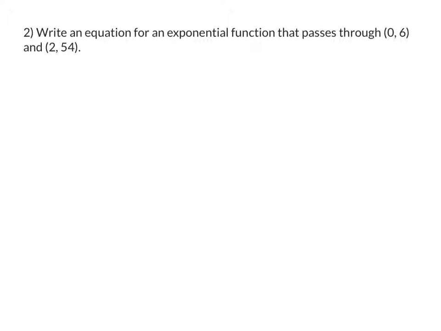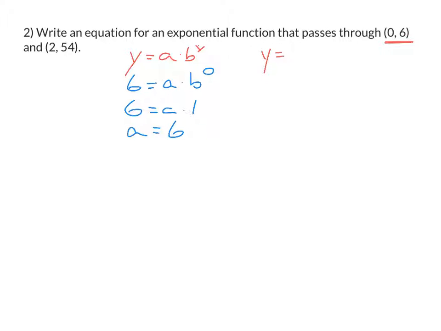Let's look at another one. In this function, we're going to go through (0, 6) and (2, 54). So let's again start with y equals a times b to the x. And I'll again start with (0, 6). So we have 6 equals a times b to the 0. Once again, b to the 0 is just 1, so we have 6 is equal to a times 1. And so a must be equal to 6. Perfect. So we know that y is equal to 6 times b to the x.